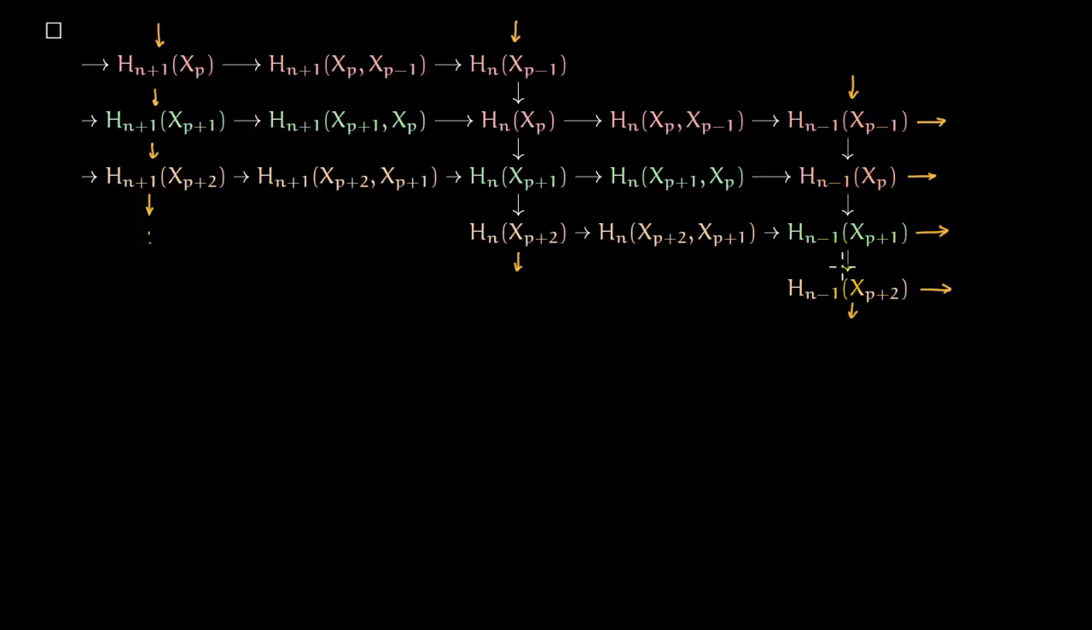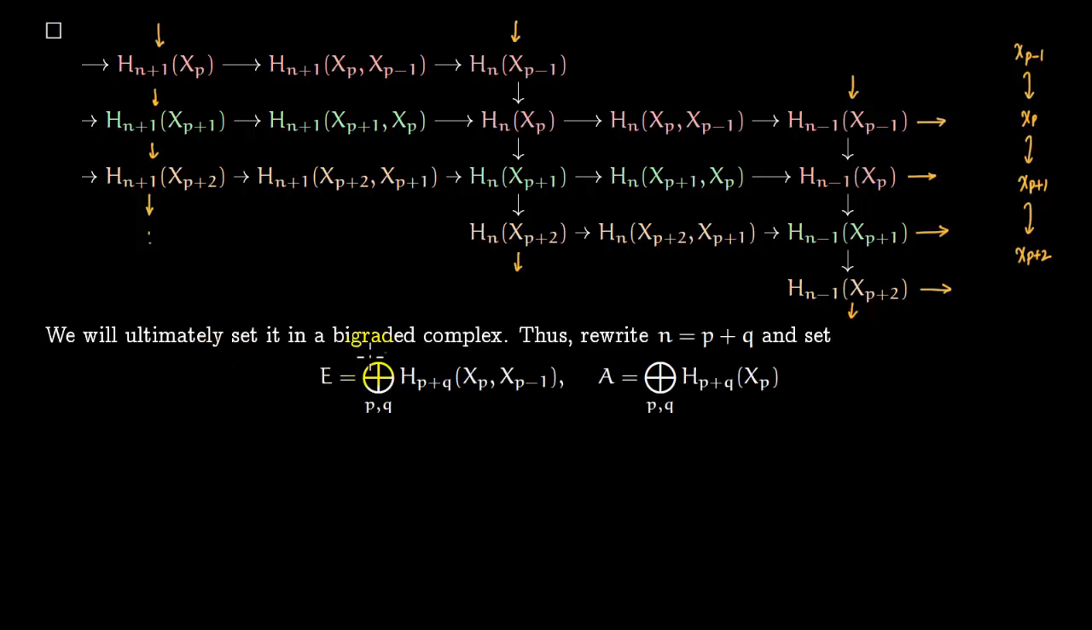Now you can think of these columns as being induced by a filtration. You have some filtration like this, X_{p-1} going on to X_p, which goes on to X_{p+1}, and so on. Now you apply the functor H_{n-1} to it, you land up in this column. You apply the functor H_n to it, you land in this column. You apply the functor H_{n+1} to it, you land in this column.